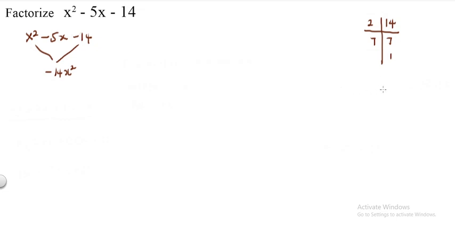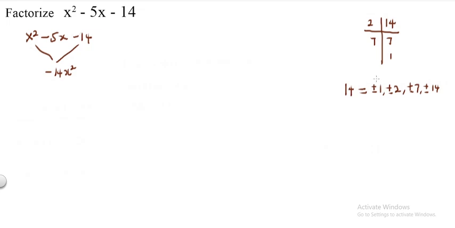I can write out the possible factors of 14. This will be equal to plus minus 1. The next number I'm going to write is plus minus 2. The next number I'm going to write is plus minus 7. The next number I'm going to write is plus minus 14 itself. So if I combine these two, it's giving me 14.